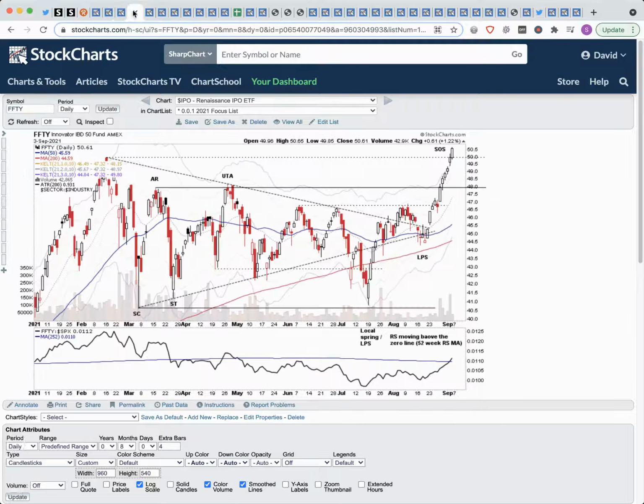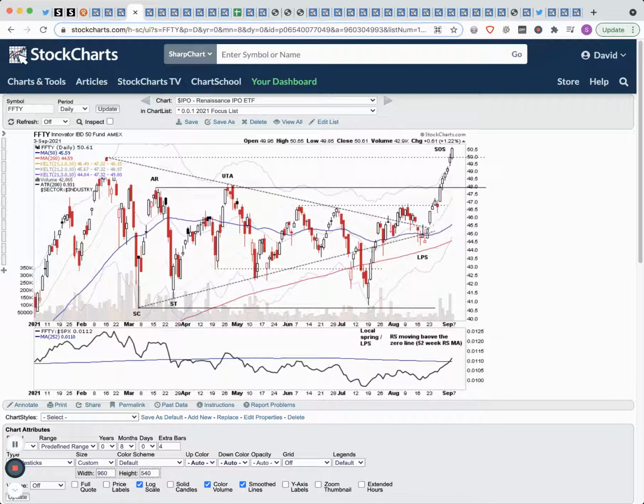So if we move on and go to the FFTY, which is the IBD 50 index, this one's a little bit more choppy than what I use. I use the QQQJ a lot more than this one, but this is a good proxy for what's going on in the CanSlim growth stocks. You can see I've marked it up with the Wyckoff markup on here. It's been in a stage 3 range for a while. We made a stage 2 continuation breakout here. We've got some strong relative volume coming in.